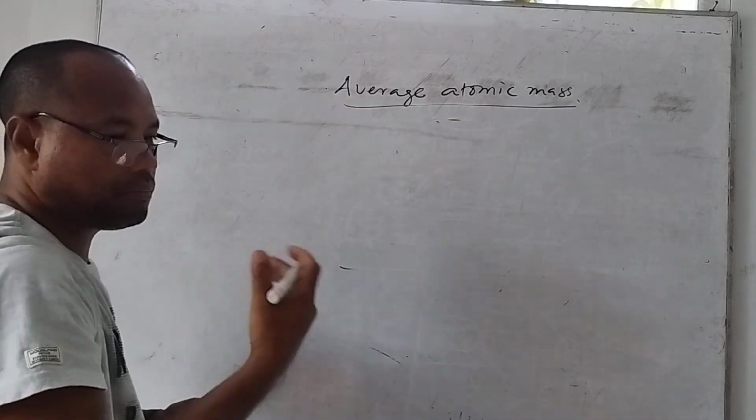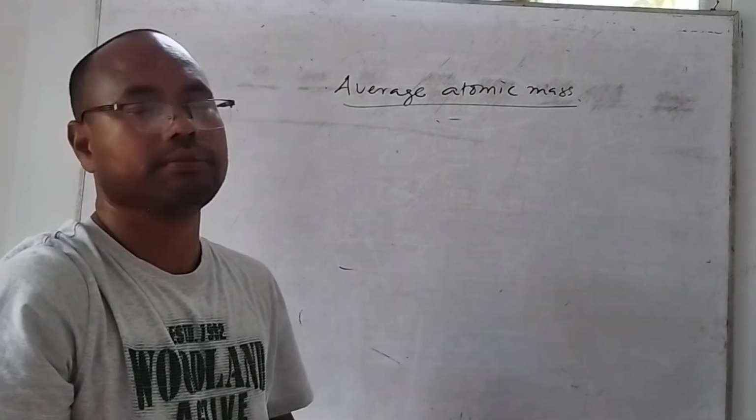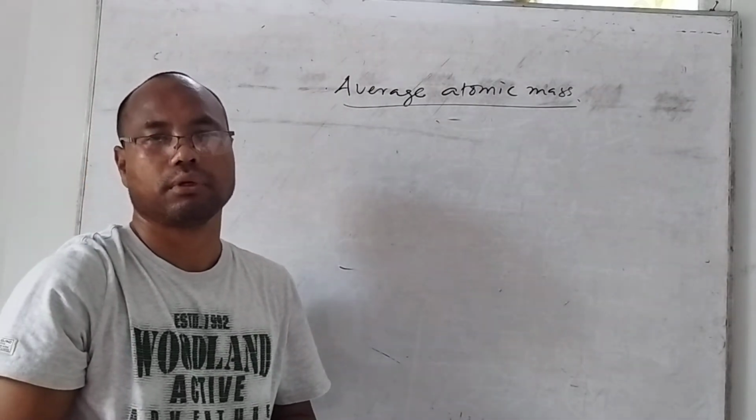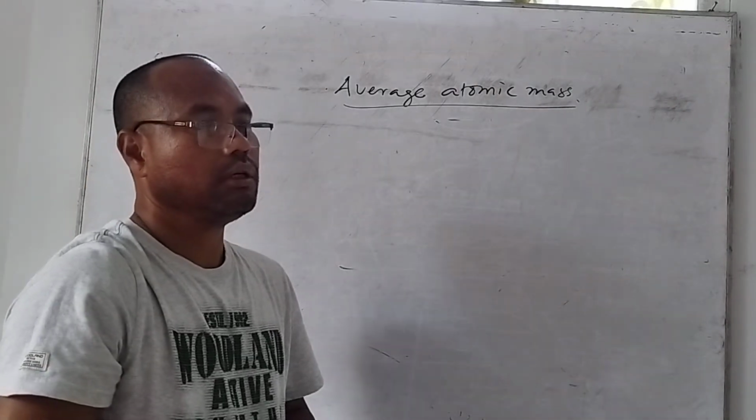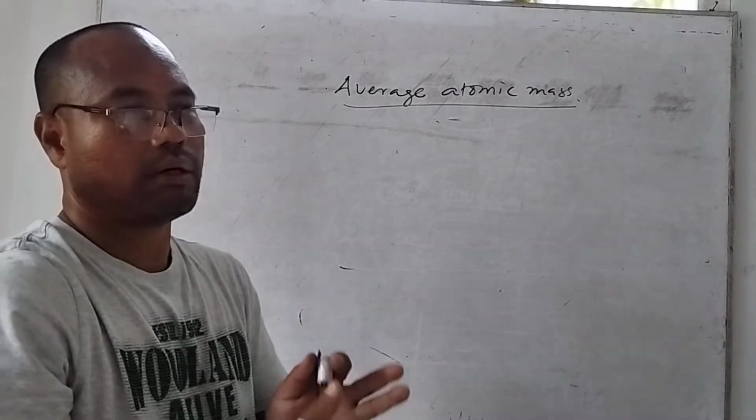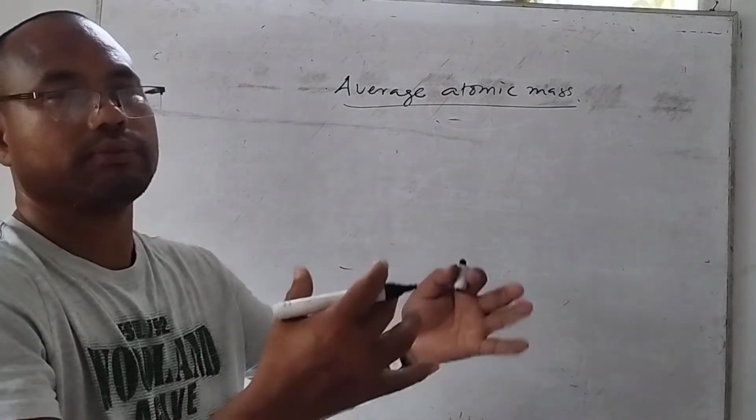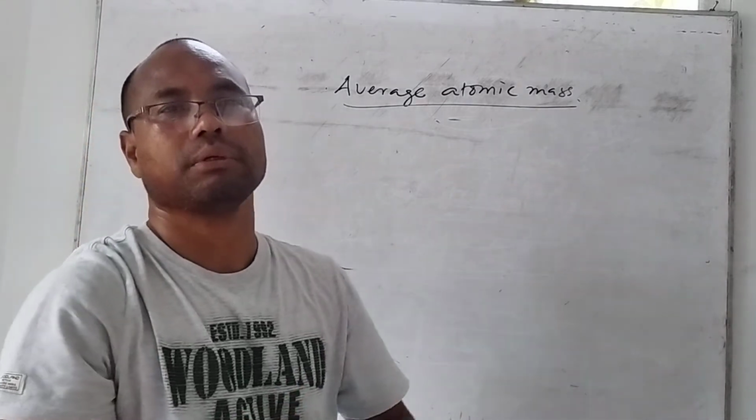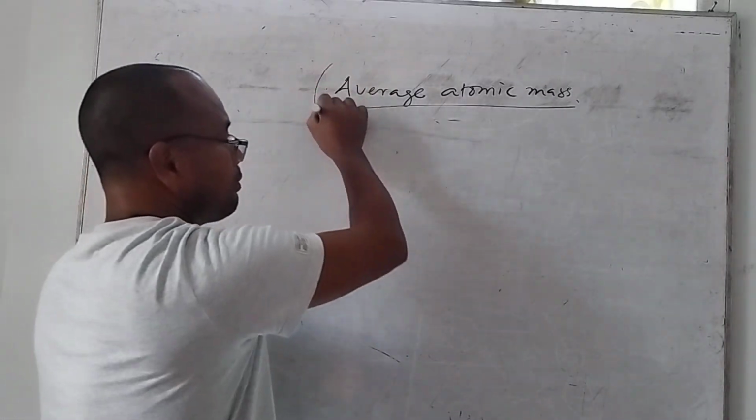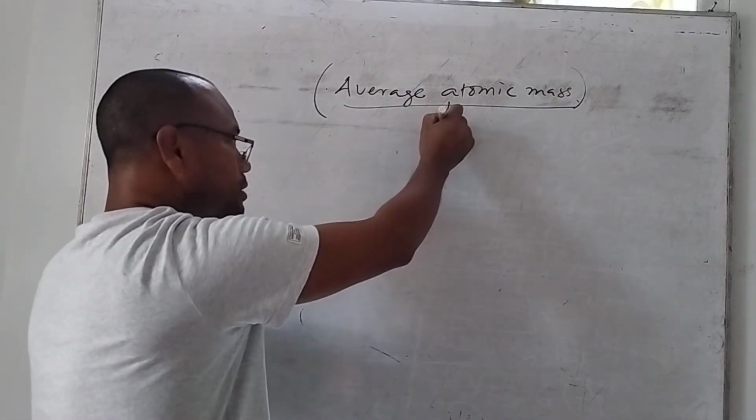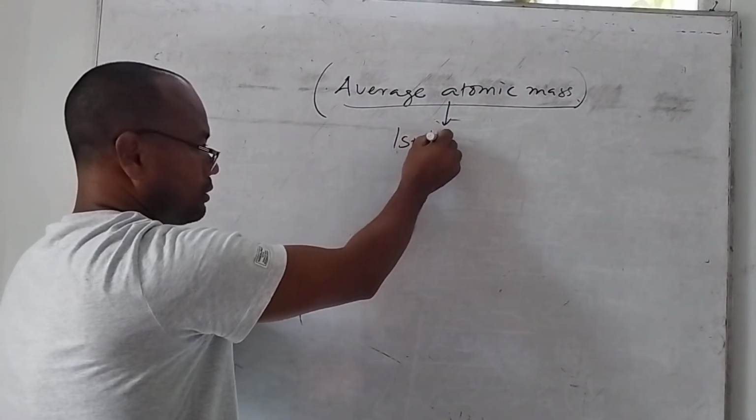This average atomic mass applies when we have different atoms of the same element, that means different isotopes, I should say. If we have different isotopes of an element, we find their single atomic mass. That single atomic mass we calculate is what we call the average atomic mass. This average atomic mass is related to their isotopic mass.